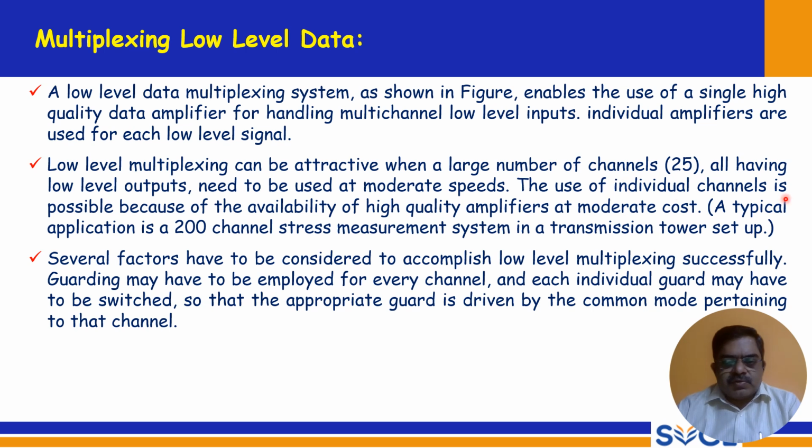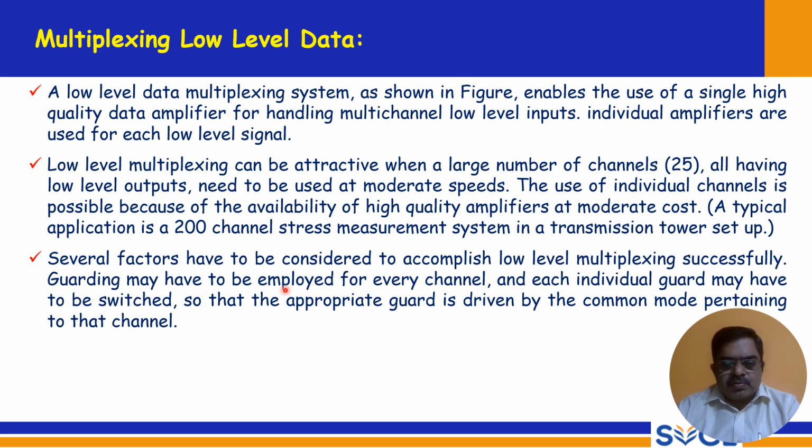The use of individual channels is possible because of the availability of high quality amplifiers at moderate cost nowadays. A typical application is a 200 channel stress measurement system in a transmission tower setup. So this is an example. Several factors have to be considered to accomplish low level multiplexing successfully.